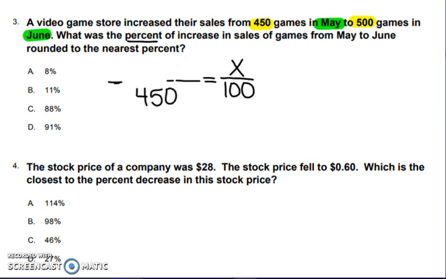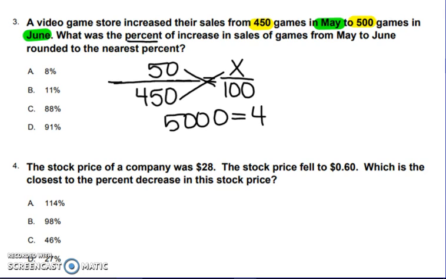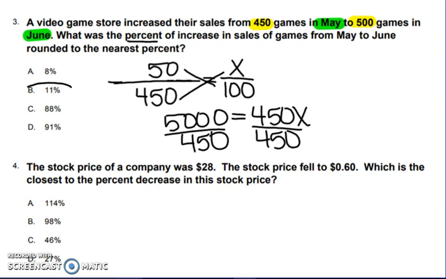And I just got rid of my fraction bar. There we go. So 500 minus 450 leaves me with 50. I'm going to multiply 50 times 100, which gives me 5,000. 450 times x is 450x. Divide both sides by the coefficient so you can get x by itself, and you are going to be left with 11%.